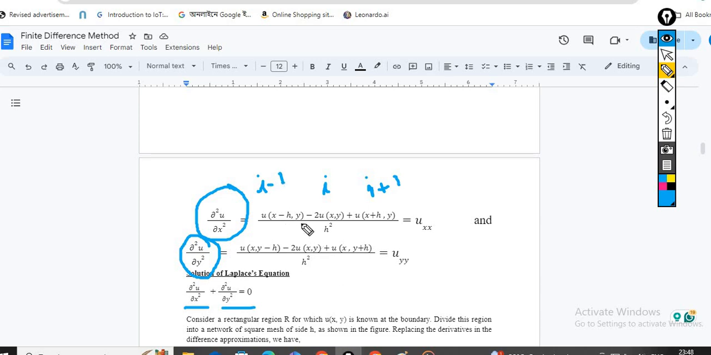Now in this case y was taken as constant, x was variable. Now in this case x was taken as constant, y was considered as variable. So this is written as x and this is written as y. So two variables are here, second order variables. So 2 times x is varying, 2 times y is varying.